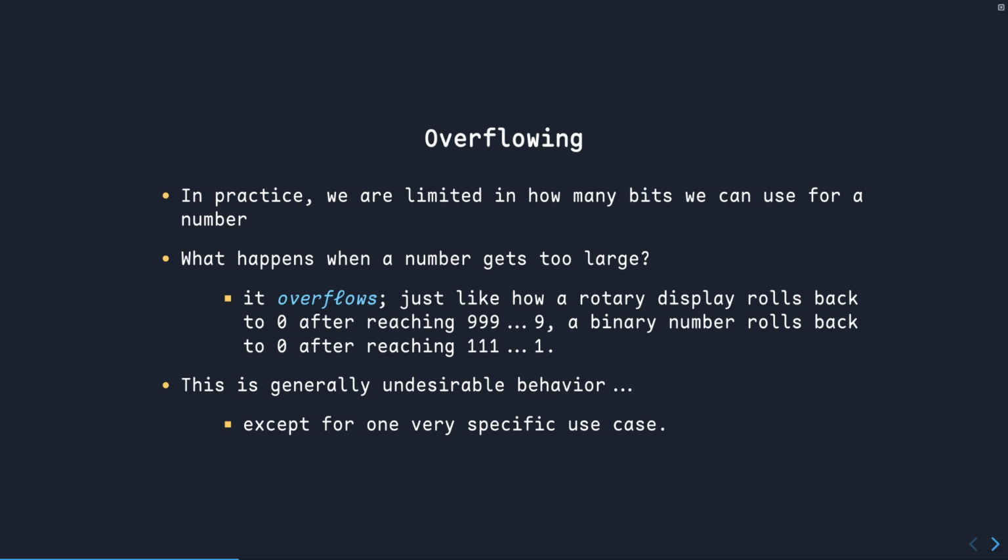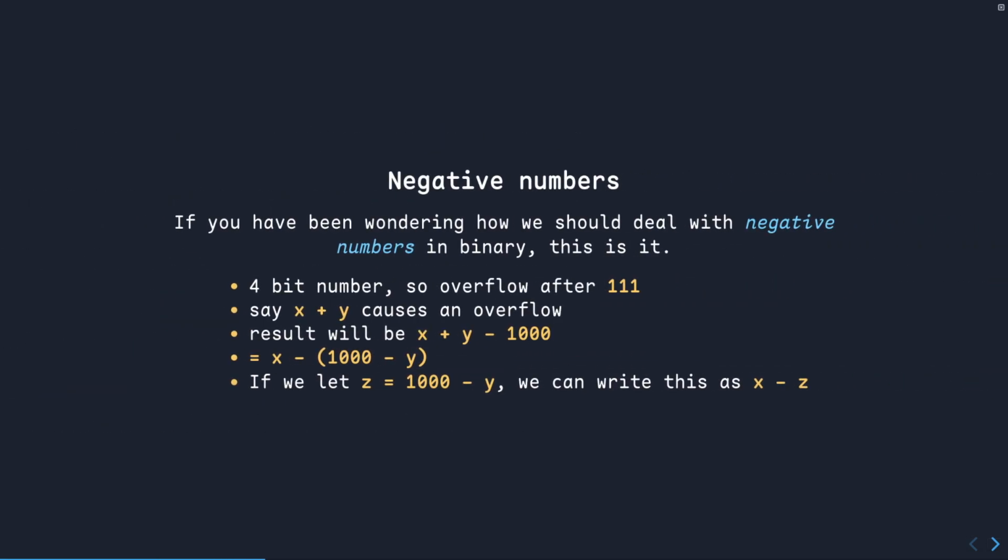But there is one specific use case where overflowing becomes actually intentional behavior, which is when subtracting numbers or representing negative numbers. So if you have been wondering about how we should go about writing down negative numbers and doing subtractions, this is how we do it. So suppose we are working with 4-bit numbers in general, which means they will overflow after. Oh wait, this should actually be a 3-bit number.